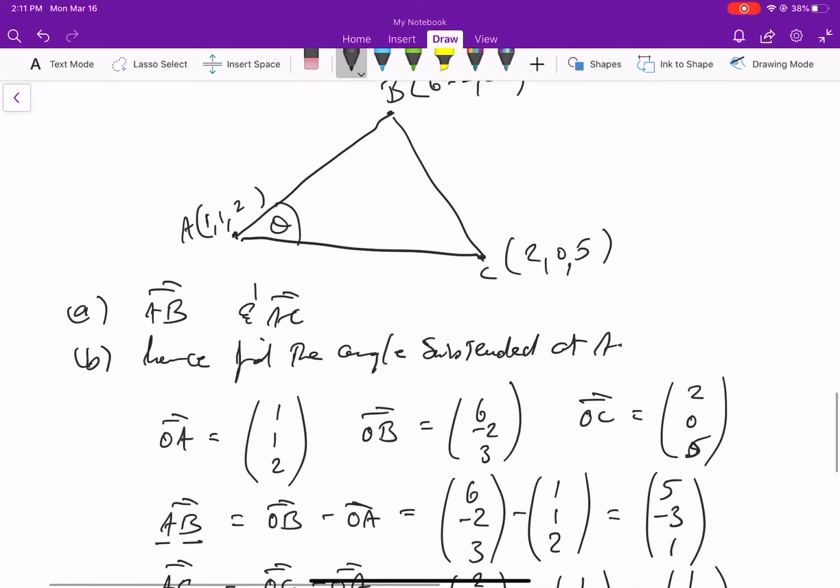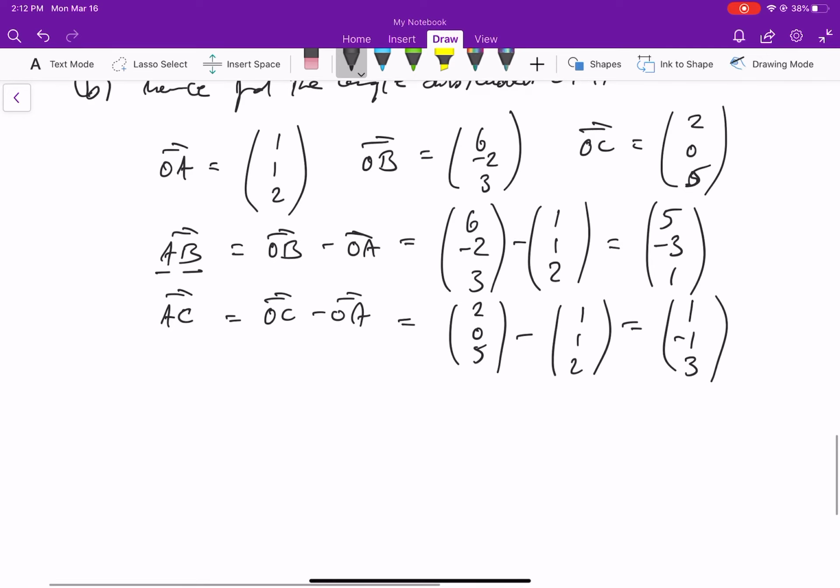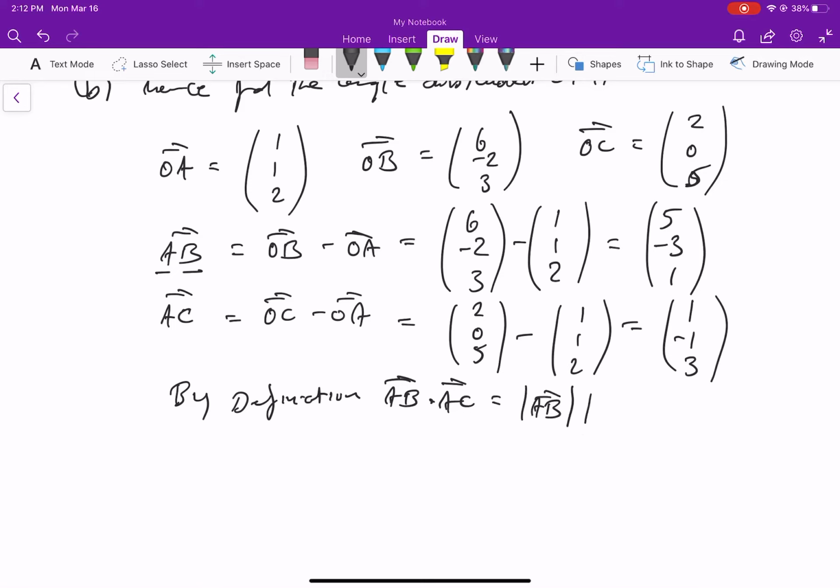So if I wanted to find the angle subtended at A, theta shown in the diagram, then I obviously need to find the dot product of the two vectors that subtend that angle. So I'm going to dot the vectors AB and AC. Using the definition, AB dot AC is equal to the modulus of AB times the modulus of AC times cos theta. Okay, I'm going to take this up to a certain point and you're going to finish it.